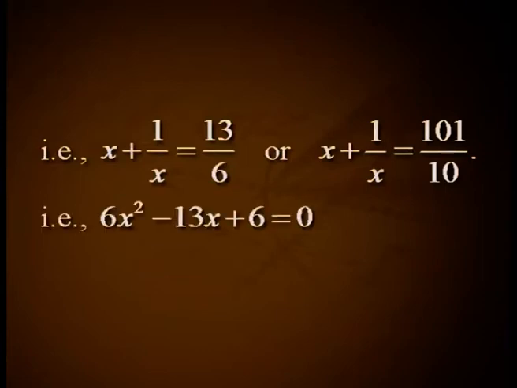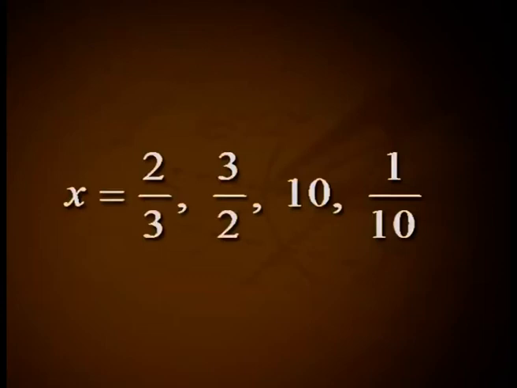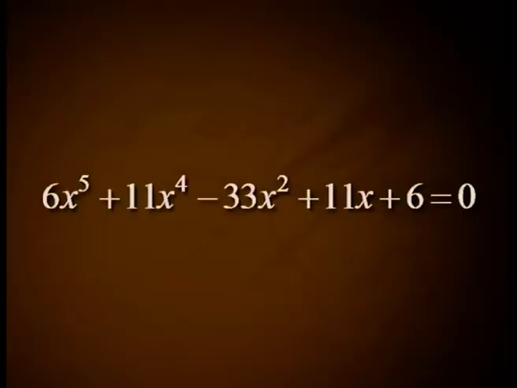That is 6 x square minus 13 x plus 6 equal to 0 or 10 x square minus 101 x plus 10 equal to 0. Solving the two quadratic equations, we obtain x equal to 2 by 3, 3 by 2, 10, 1 by 10, and they are the roots of the given equation. Example 2. Solve 6 x raised to 5 plus 11 x raised to 4 minus 33 x square plus 11 x plus 6 equal to 0.